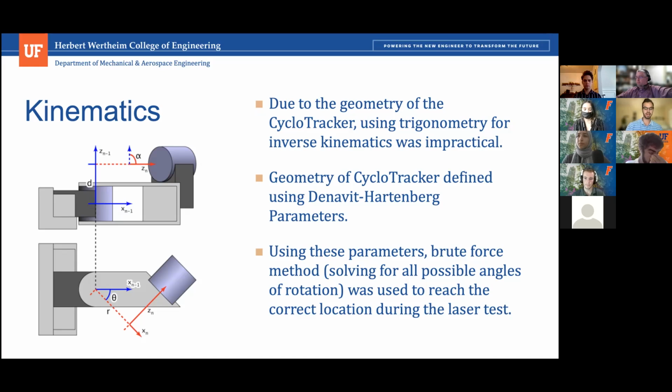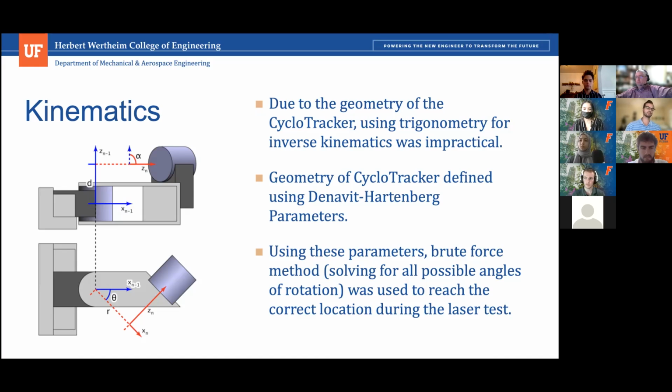To get around this, we had our own solution. We defined the geometry of the heliostat using Denavit-Hartenberg parameters, and essentially these parameters allow you to set up a set of reference frames that can transform you from the origin to a desired point, which in this case would be at the center of the mirror of the heliostat.